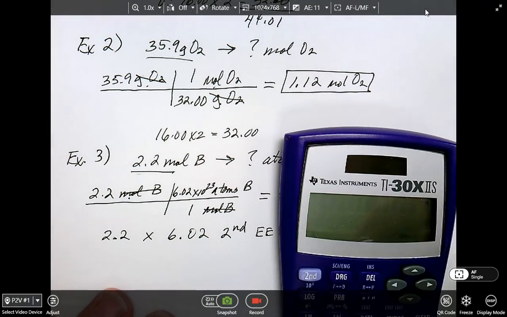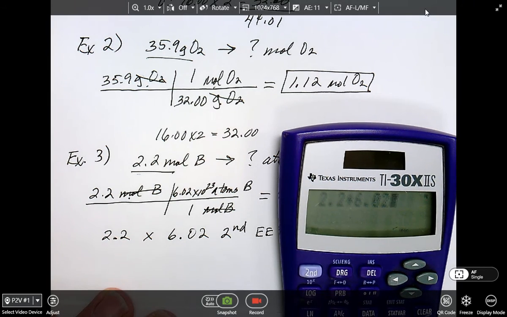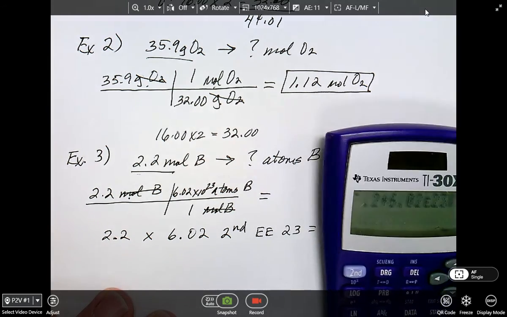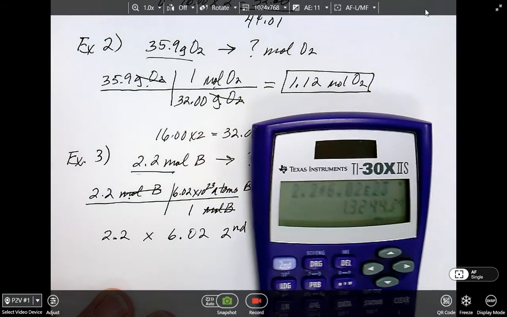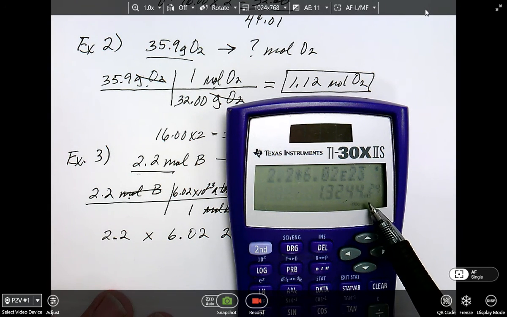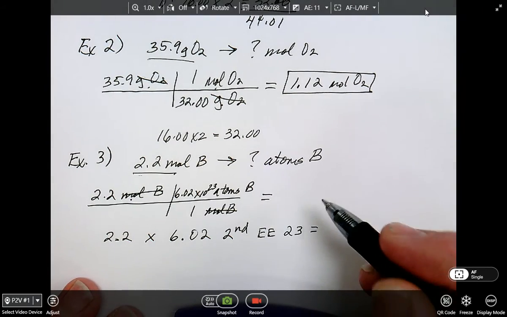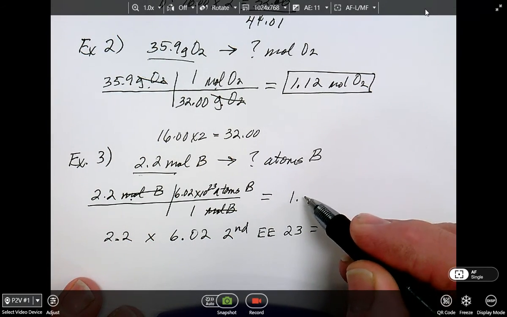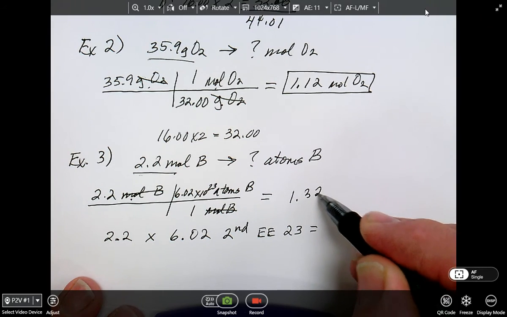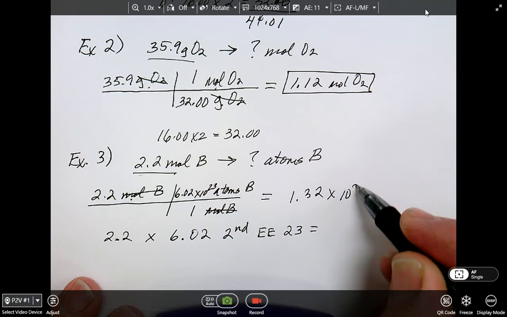All right, so on the calculator, here's how it goes. You're going to hit 2.2 times 6.02, second function EE to the 23rd, okay? And you're going to hit equals right there, all right? And when you do, that's what you're going to get on a calculator, 1.3244. Then you'll see it says times 10 to the 24th. Some calculators are a little different, but most of them work very similar to that. So we're going to round it off to 1.32. We'll just go 2 decimal places times 10 to the 24th power.